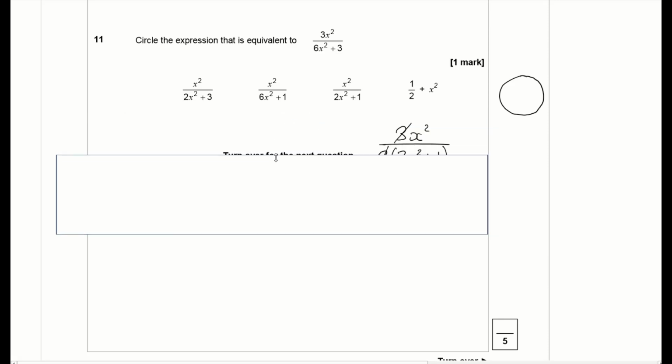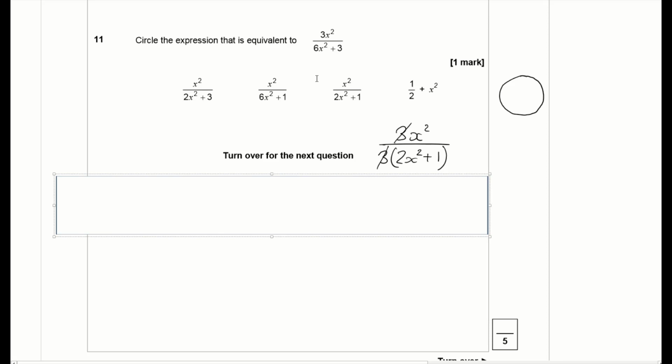So the first thing to do is factorise it. All you can do in the denominator is take out a factor of 3. So when you do, you would get 3 brackets 2x squared plus 1. You can now see that a common factor of 3 is shared between both numerator and denominator, shown here as both of them being crossed out to show that they're both cancelled out.